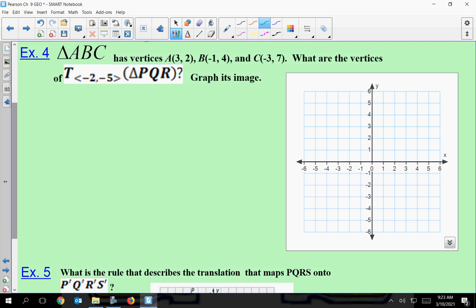Okay. All right, we're going to take this triangle. We've got 3 points. We're going to go ahead and graph it, and then we're given a translation rule, and we're going to graph where it ends up. Okay. So if you want to hit pause and do that, then I'm going to start with the solution.